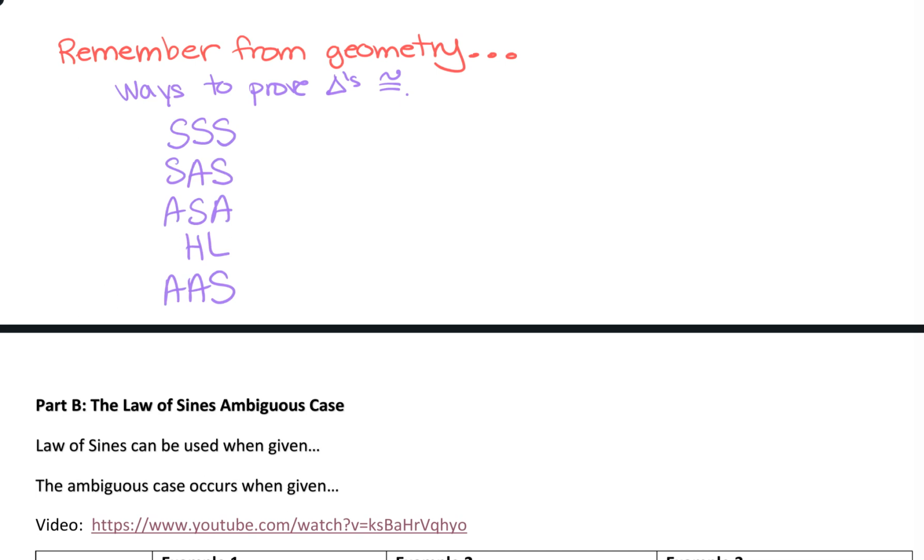The one that doesn't apply to all triangles is HL. HL applies to right triangles only. Okay. So the ones that apply to all triangles use sides and angles in different combinations. Looking at this list, if we think about all the different combinations of sides and angles that are not included in this list, those are ways that won't prove triangles congruent.